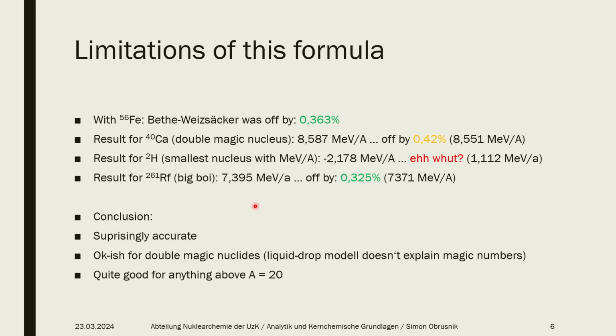And it's okay for double magic nuclides, since the liquid drop model doesn't explain it, but you will still get within reason. So 0.4% off is still quite good. And it only makes sense to apply this Bethe-Weizsäcker formula when you want to calculate the binding energy per nucleon if we look at nuclei with a proton number above 20, so anything heavier than calcium. Otherwise, you will deviate from the literature by way too much.